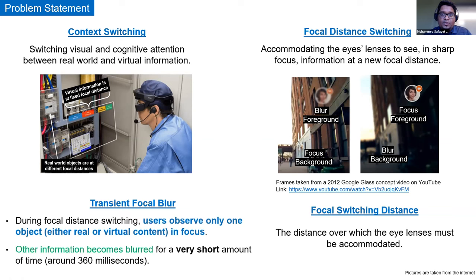What we also observe is that during focal distance switching, if this continuous switching is going on, the user can observe only one piece of information in focus while the other information becomes blurred for a very short amount of time. And we term this transient focal blur.